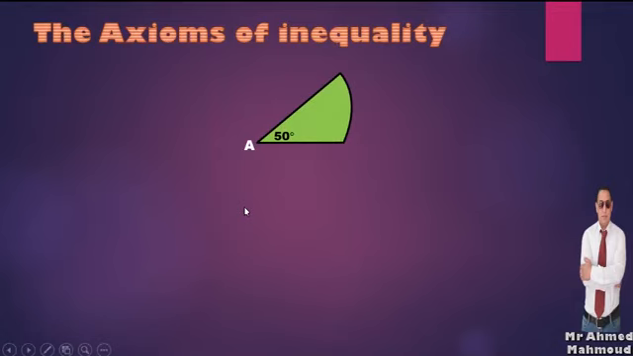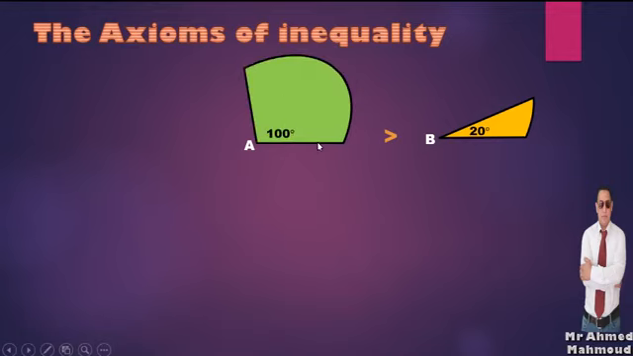Now, if we have angle A equal 50 and angle B equal 20, it's clear that A is greater than B. Okay. Now, what will happen if we multiply A and B by the same number? For example, if I multiply A by 2, then 50 times 2 will be 100. And if I multiply B by the same number 2, then it will be 40. It's clear that 100 is still greater than 40.